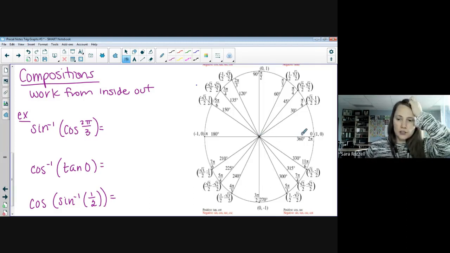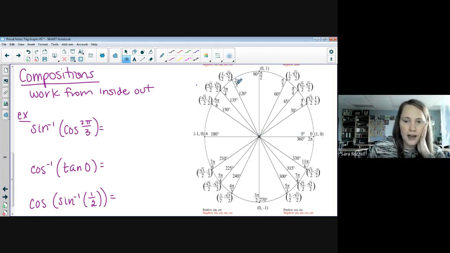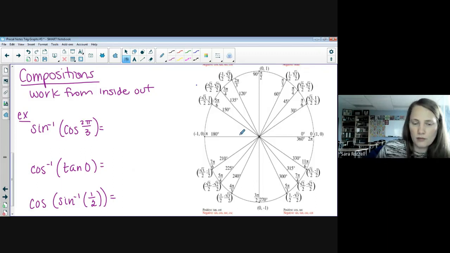So we just go to 2 pi over 3. Is cosine the x or the y? The x. So we just write down what the x value is at 2 pi over 3. And what is that x value? -1/2. Good. So I'm going to replace cosine of 2 pi over 3 with -1/2 because that's what that equaled. And now I'm going to do inverse sine of -1/2.